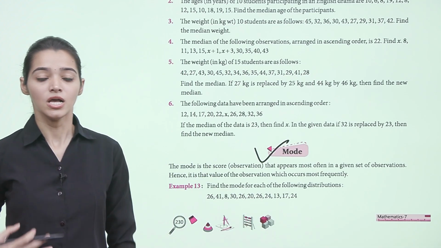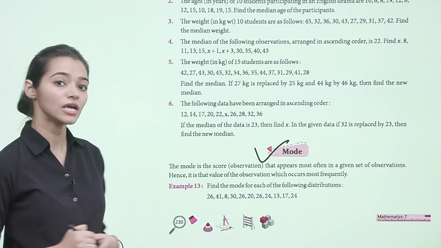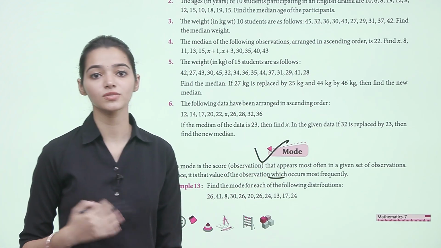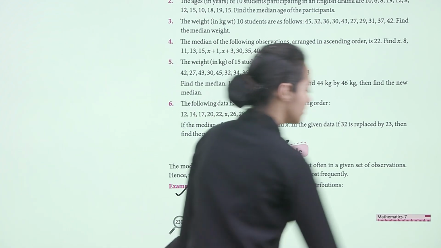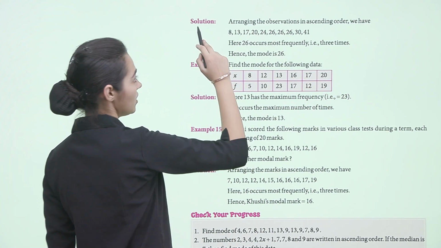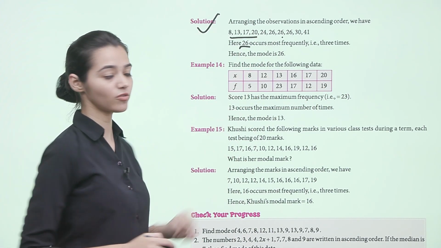Next is our mode. The mode is a score that appears most often in a given set of observations. It is that value of observation which occurs most frequently. Here's example number 13. We have to find the mode. Arranging them in ascending order, 23 occurs 3 times. That means this is our mode.